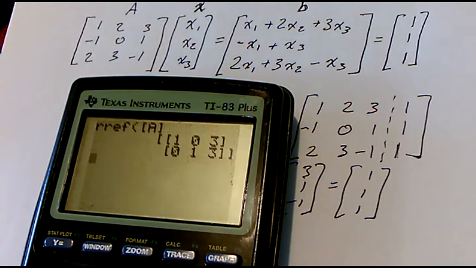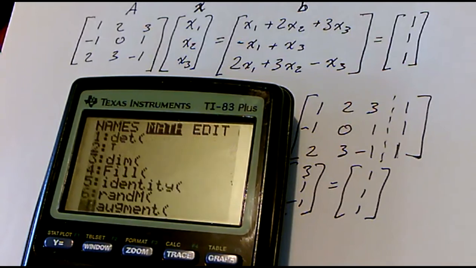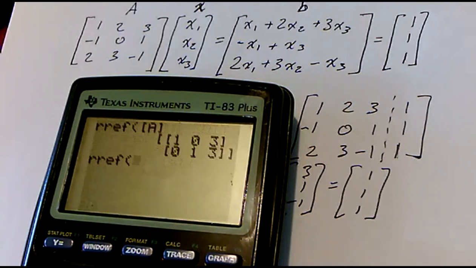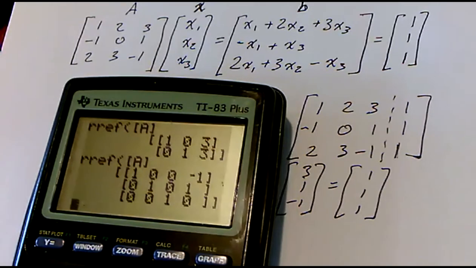Okay, go back to your main screen. And again, I'm going to go up to matrix, go to math, go down to B for RREF, or reduced row echelon form, and take the reduced row echelon form of the matrix A, and there's our reduced matrix. So we see here that x1 should be equal to negative 1, x2 should be equal to 1, and x3 should be equal to 0. Okay, there are no free variables, so we don't have any issues. We have a unique solution, and a solution exists.